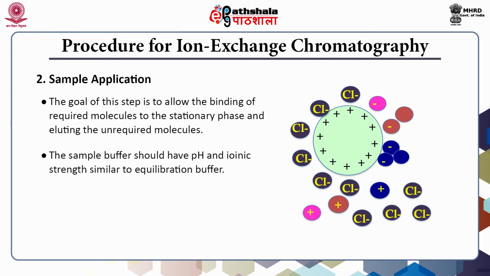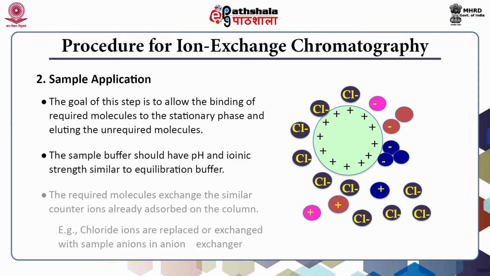For this purpose, the sample buffer should have pH and ionic strength similar to the equilibration buffer, so that the chloride ion concentration will be maintained similar to the equilibration buffer. The required molecules exchange the similar counterions already adsorbed on the column. That is what we just discussed: the negatively charged molecules present in the sample replace the negatively charged chloride ions on the surface in the anion exchanger.